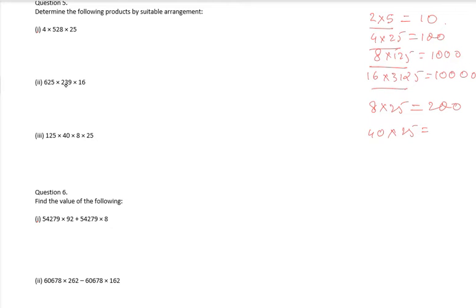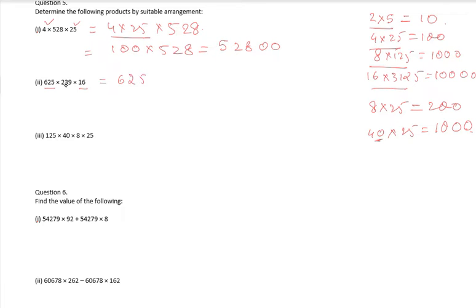No, it's 1000, because another 0 is added in the 4 into 25. So coming to this, it is easy to realize that 4 and 25 will be taken together. So 4 into 25 into 528. Which property have we used now? We have used the commutative property. We have rearranged, and then 4 into 25 is 100, into 528 is equal to 52800.